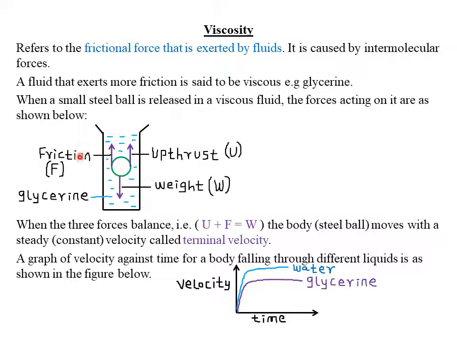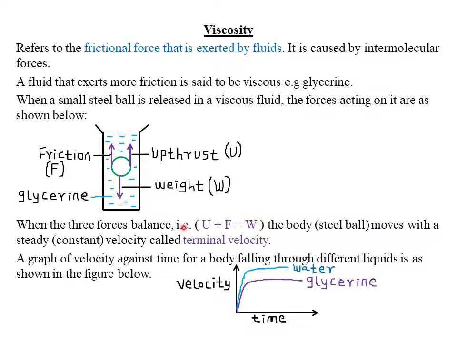However, the viscous drag and the upthrust force are due to the liquid, that is the glycerine. They are provided by the glycerine and will always act upwards, but the weight will be due to this particular steel ball. So if you're asked to indicate the forces acting on a body immersed in a viscous fluid, if it is released downward, the weight will always act downward, while the upward forces will be the upthrust force U and the frictional force F, or the viscous drag or the viscosity.